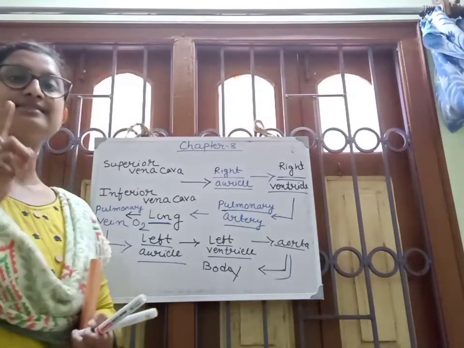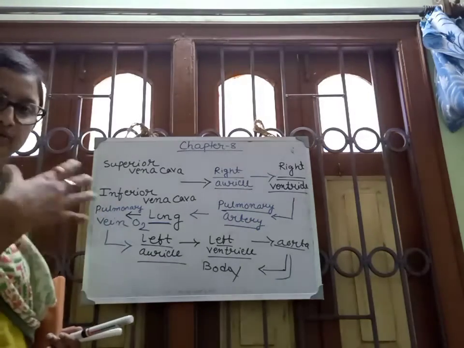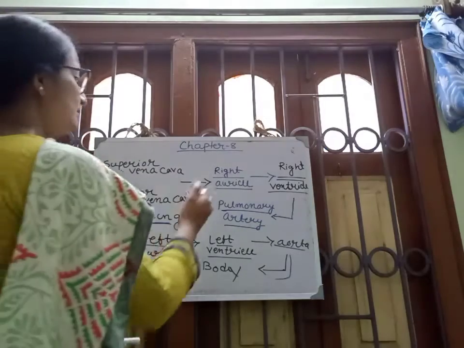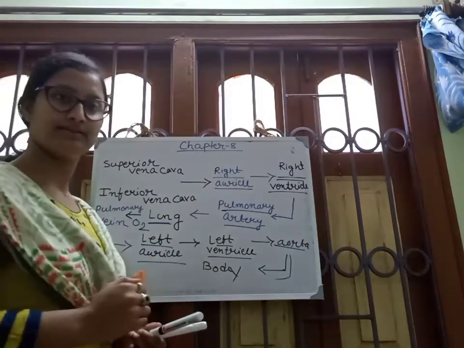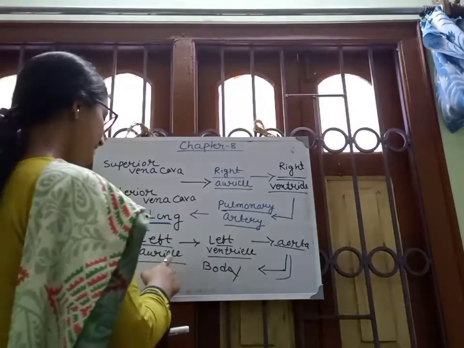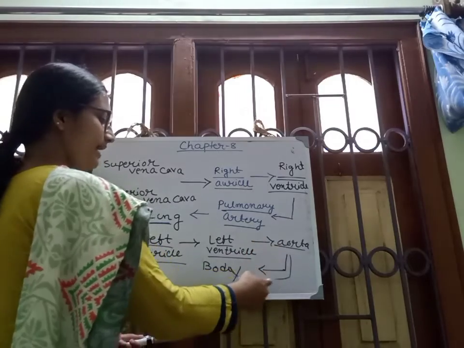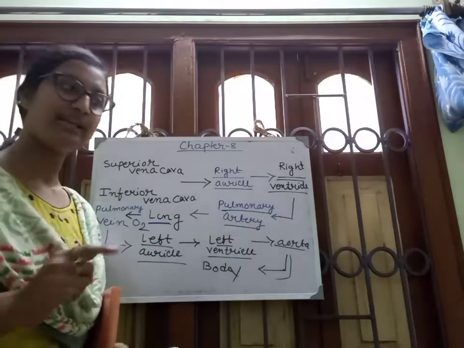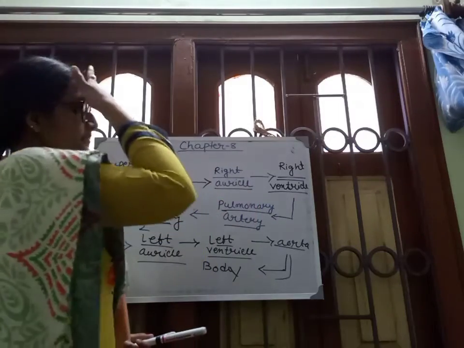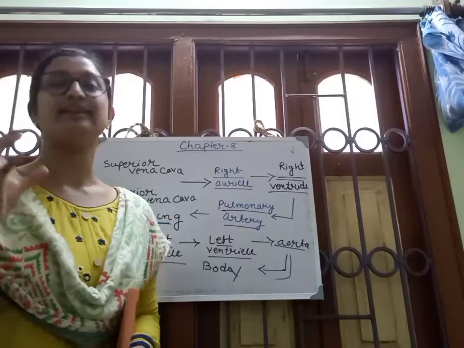First, the systemic circulation. This is from all the body, the deoxygenated blood to the superior vena cava and inferior vena cava, then the right auricle, then the right ventricle, and through the aorta it diffuses throughout the body except the lungs. Except the lungs, this portion is called the systemic circulation.